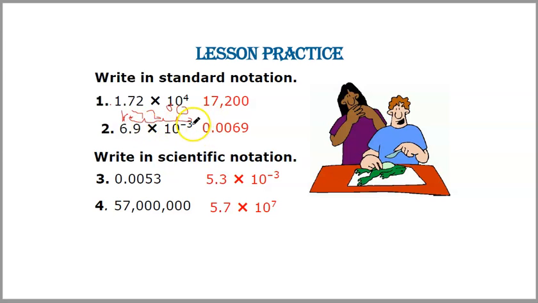And this one, it's negative, so I did the same thing, but the other direction. Moved it to the left. 1, 2, 3. And then if we want to move it this way, we need to make sure that there is only one digit in the front. So I'm going to move it 1, 2, 3 places. 5.3 times 10 to the negative 3.